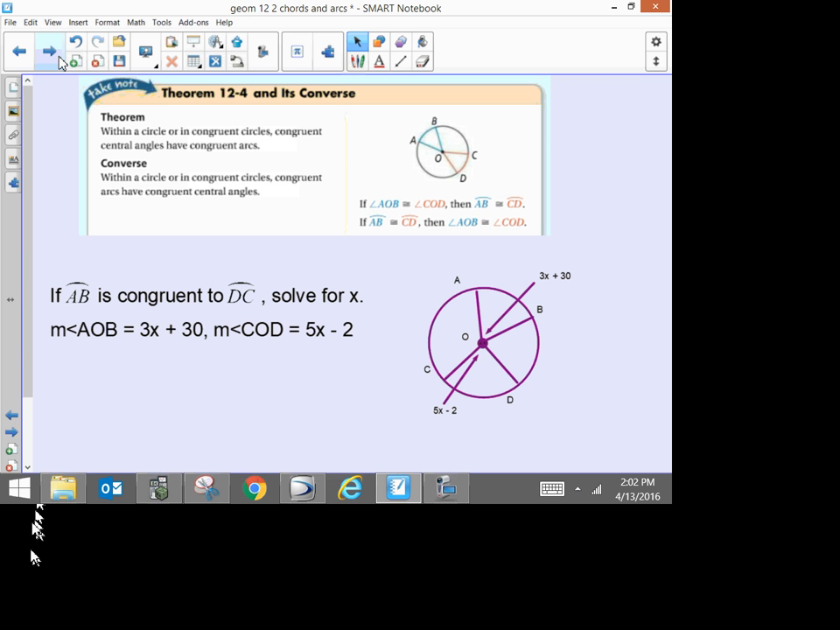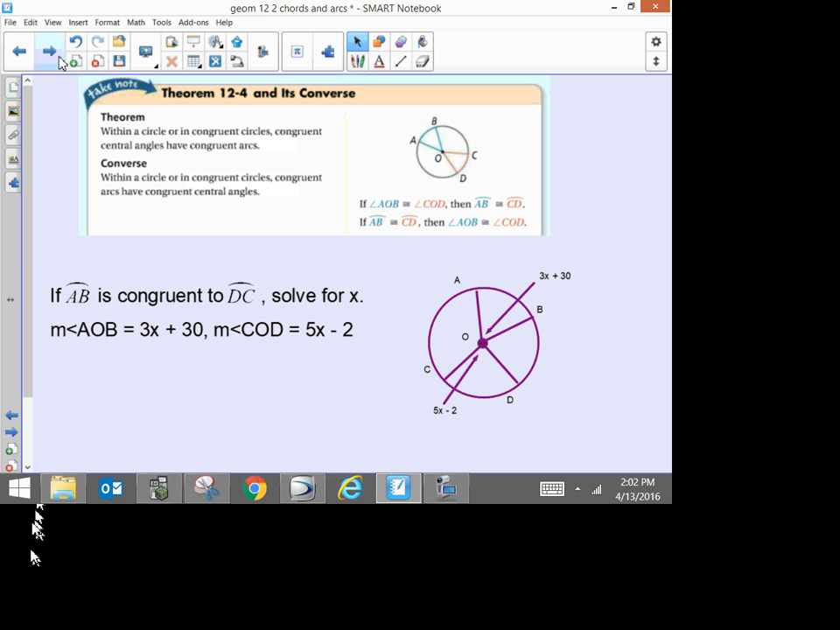All right. Theorem 12.4 and its converse. What's the converse again? If and the then get switched. Okay, so let's figure out here what we have within a circle or in congruent circles.